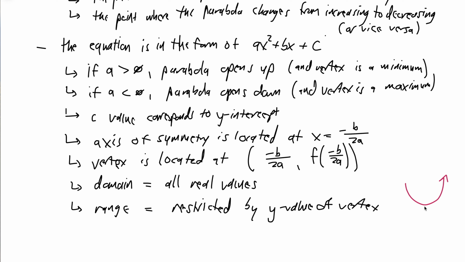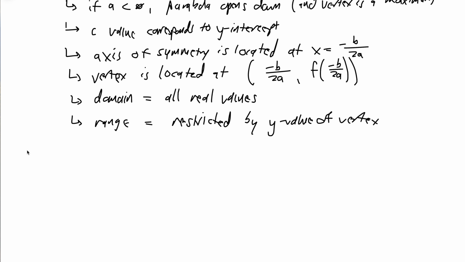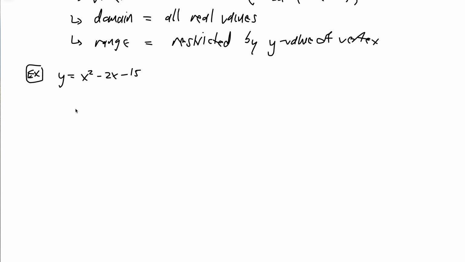So great. These are the pieces of information. Now, we want to put this together and actually figure out what our graph's going to look like, right? So we're going to be given some equation or whatever that may be, and we're going to figure out all of these pieces, okay? So let's do an example like this. Let's say I'm given y equals x squared minus 2x minus 15. Okay, we're going to want to find a bunch of pieces of information.